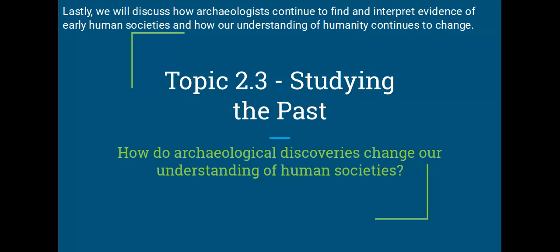And then again, lastly, we're going to look at people like archaeologists, talk about who they are, what they do, and we're going to look at examples of how they're continually finding new things and how that's shaping our understanding of the past. And we're going to ask the question, how do archaeological discoveries change our understanding of human societies? Essentially, how do these new discoveries change our understanding of the past, and then also how that affects our understanding of right now, how we got to where we are now, how it tells a bigger story. And to go back to that puzzle analogy, how do these new pieces change our picture? How do we understand it better now that we have more pieces?